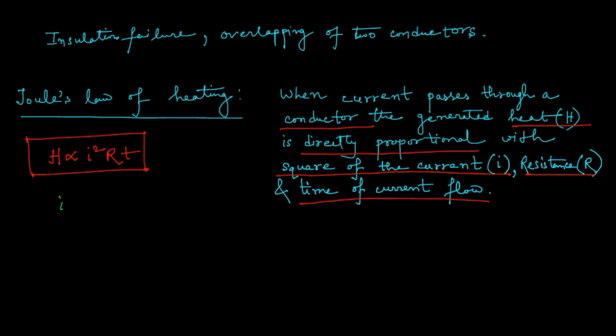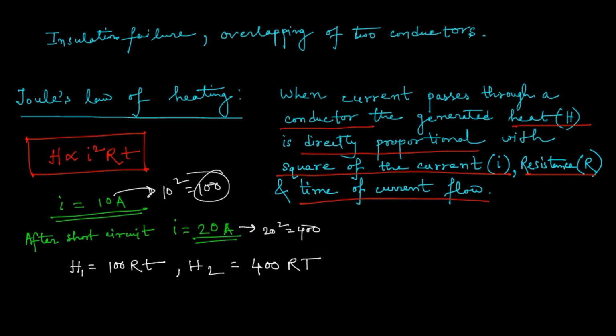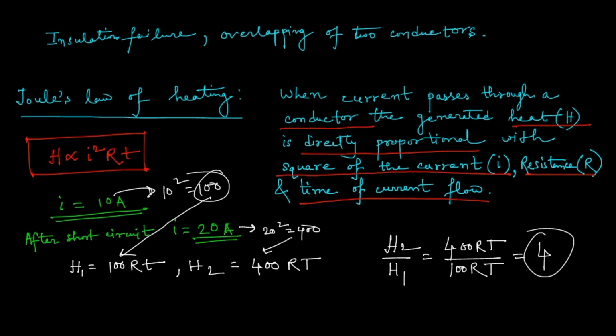From this relation we can see that if, before a short circuit, the current passing through a particular circuit was, suppose, 10 ampere, and after the short circuit the current increases to 20 ampere, then before the short circuit the generated heat was 100 R T, but after the short circuit the heat is 400 R T, because the square of 20 is 400 and the square of 10 is 100. If we take the ratio of H2 to H1, we get that H2 is 4 times higher compared to H1.